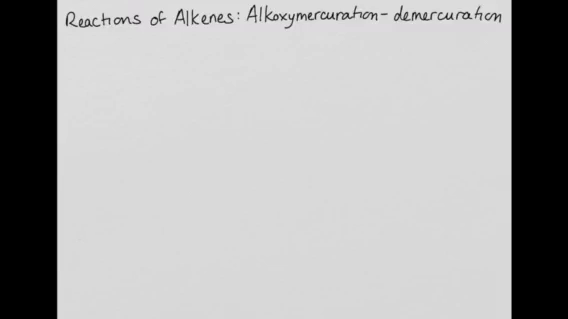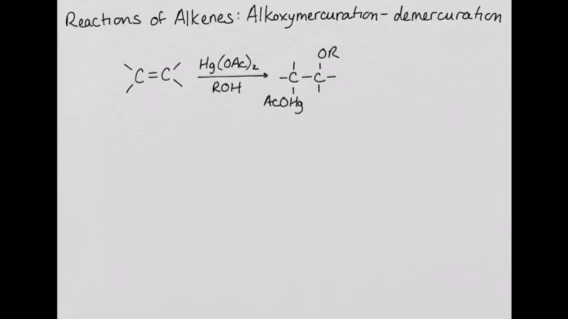The topic of this video will be alkoxymercuration-demercuration of alkenes. This reaction is very similar to oxymercuration-demercuration of an alkene, except that our nucleophile is an alcohol instead of water. If we treat this alkene with a mercury catalyst and an alcohol, we get the mercury-containing intermediate that is an ether instead of an alcohol. Reduction of this intermediate gives us the ether product.